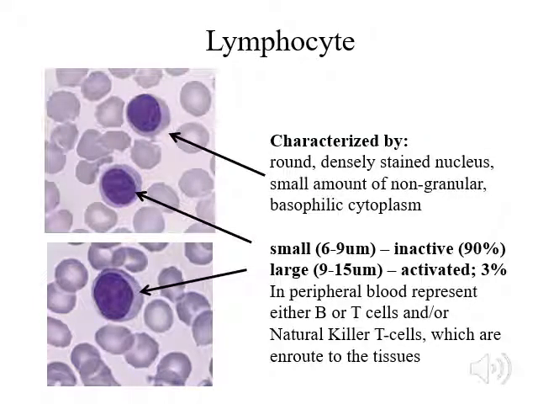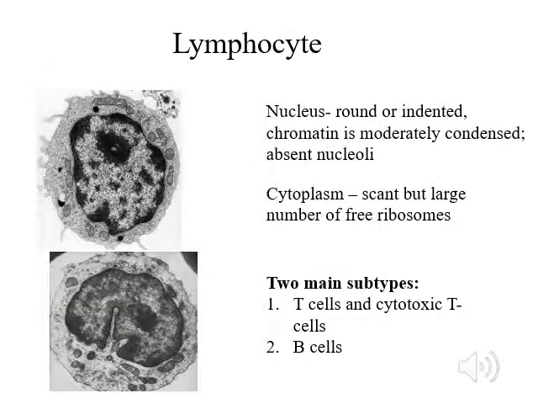In a blood smear, lymphocytes are characterized by round, densely stained nuclei with a very small amount of non-granular basophilic cytoplasm. The smaller the lymphocyte, the more inactive it is. In the peripheral blood, B and T cells, or natural killer cells, all have the same appearance as they're en route towards the tissues. Electron microscopic images will demonstrate the large nucleus of the lymphocyte with very small amount of cytoplasm with very scant number of organelles and only a few ribosomes. The two main subtypes of lymphocytes include T cells, or cytotoxic T cells, as well as B cells.